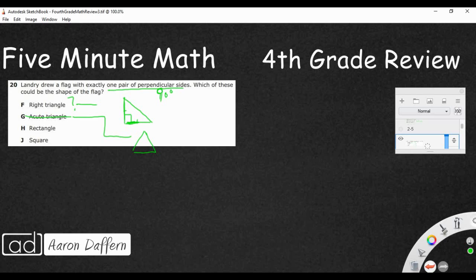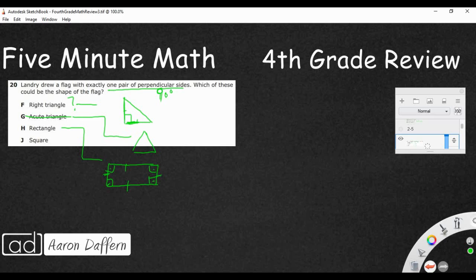Rectangle. All right, so let's draw a rectangle. We know what rectangles look like. Here's the problem with that: a rectangle has more than one pair of perpendicular sides. So these two sides form this perpendicular angle. These two sides form this. And then all the way around, you've got these four. So that's got too many.